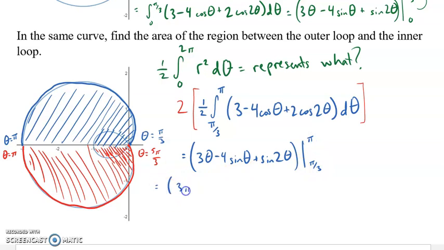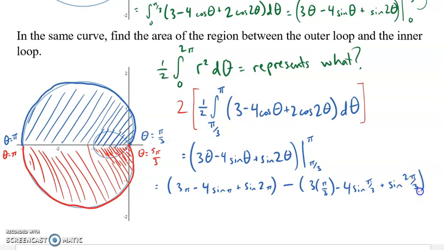So we've got 3 pi minus 4 times the sine of pi plus the sine of 2 pi, minus 3 times pi over 3 minus 4 times the sine of pi over 3 plus sine of 2 pi over 3. All right, so that's going to give us, let's see, this is 3 pi minus 0 plus 0. And then minus, what does all this work out to be?